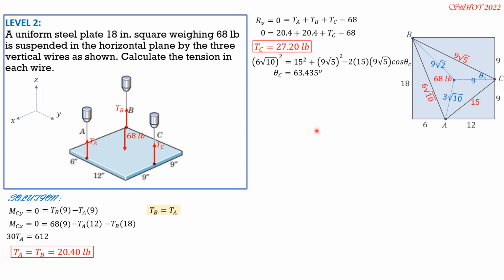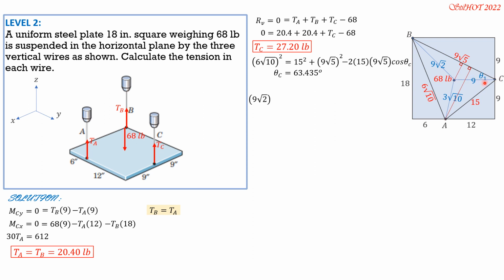So having found theta C, let's call this theta 1, the angle between the 9 and the 9√5. And this is the perpendicular distance from A to BC. Because if we sum up moment about BC, it is just tension A times that perpendicular distance, which is 15 sine of theta C, or 6√10 sine of theta B, because that's a right triangle. And this is the perpendicular distance of the 68-pound force from BC, and it is 9 sine of theta 1.